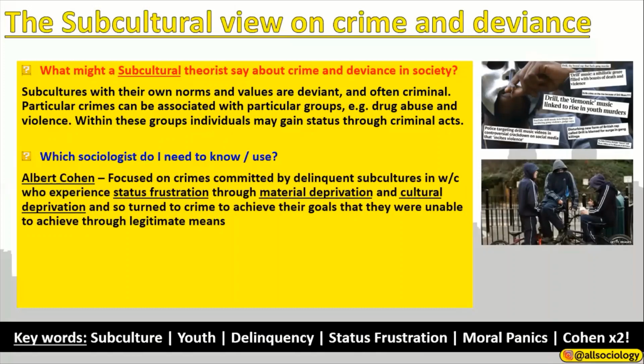So looking at a couple of sociologists here, we've got to cover the two Cohens. So Albert Cohen, he looked at delinquent subcultures in working class communities, particularly focusing on young male subcultures. And he said that effectively, because they're young, because they're working class, because they're materially and culturally deprived, they suffer what he calls status frustration. They're peed off with their situation in life. They're unaccepting of the fact that they might not be able to get where they want to go, certainly through legitimate legal means. And so they turn to crime to achieve their goals that they're unable to get through legal means. So this is Cohen's argument of working class youth subcultures who experience status frustration because they're materially and culturally deprived, and so they turn to crime to achieve their goals because they're not going to be able to meet those goals through legitimate means.